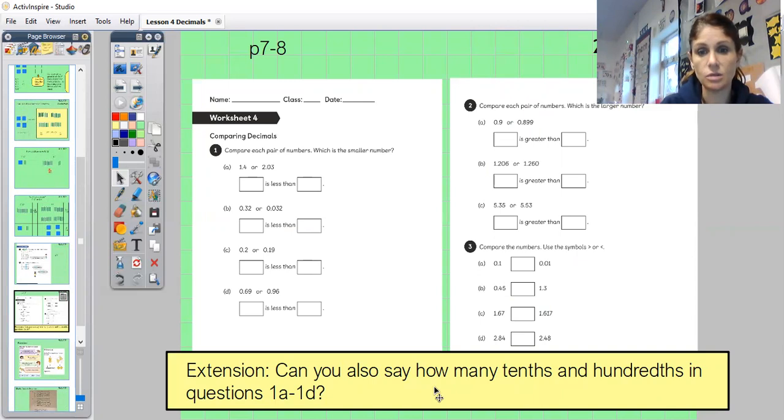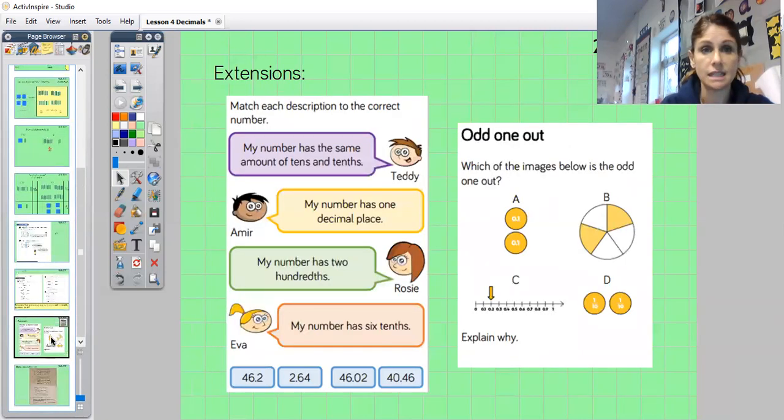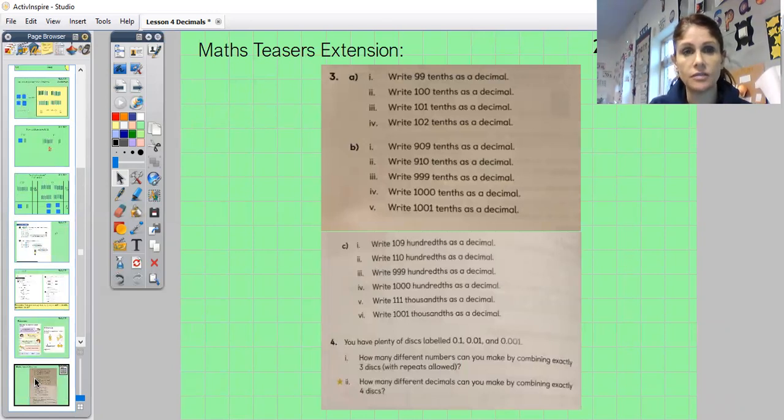A little extension here. Can you also say how many tenths and hundredths there are in each of these numbers in questions 1A to 1D? All right, so you're continuing to think about which is less than, which is greater than, and then using the symbols. So just a bit more practice with that. And then your extensions, which I think probably lots of you will move on to today. You've got some reasoning extensions here. The majority of you will be starting with these, and just really think about the language you're using in describing those. And then Maths Teasers group, again, I've given you an extension from the Maths Teasers book today, so questions 3 and 4. All saved on Tapestry, the answers are there as well, so you can check everything before you move on to your next stage.